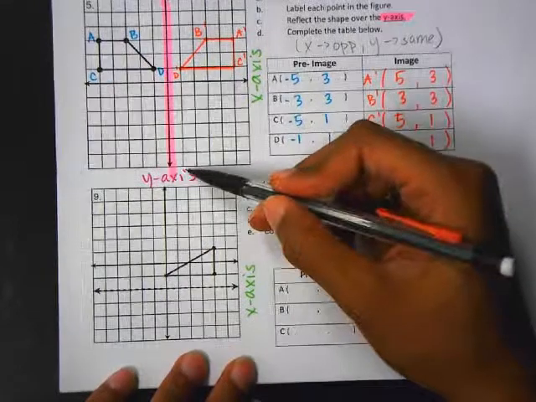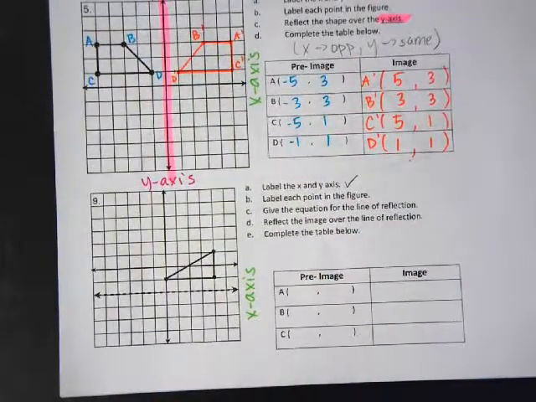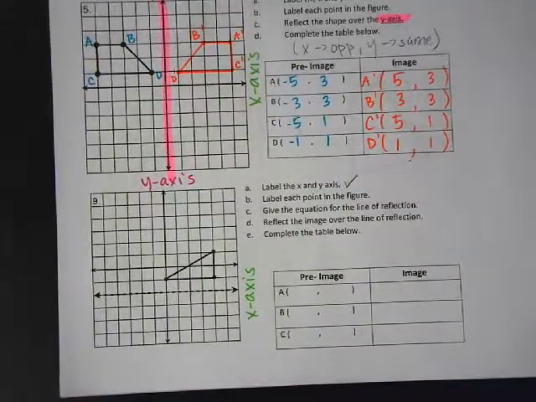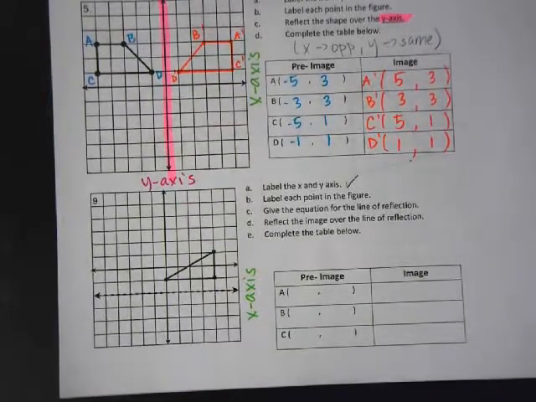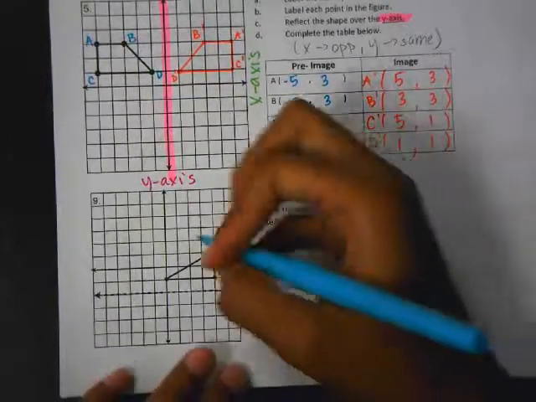Okay, I'm going to give you a moment to do that. Alright, next step, label each point on the figure. So it's a triangle, so we have 3 points. So since I have points A, B, C, I'm just going to place them anywhere on my figure.